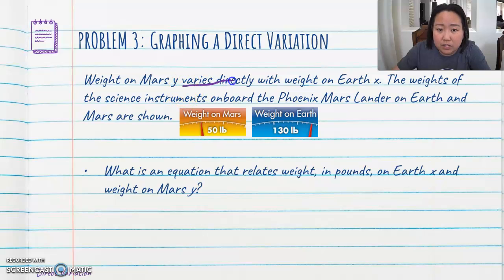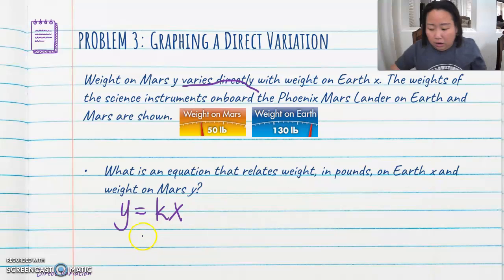Because of this statement, we know that we have something that looks like y equals kx. Now we need to find the value of k, our constant of variation. Do we have samples that we can replace for our y and x so that we can find our k? The first thing is we can use these weights that we are given. On Mars, the instruments weigh 50 pounds, so y will be replaced by 50. We do not know the k yet, so that's what we are solving for.